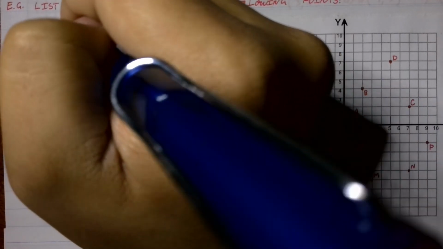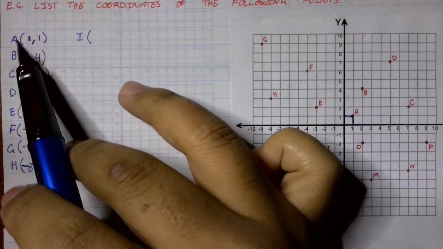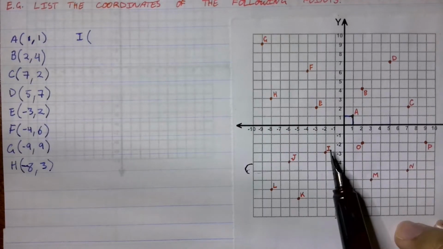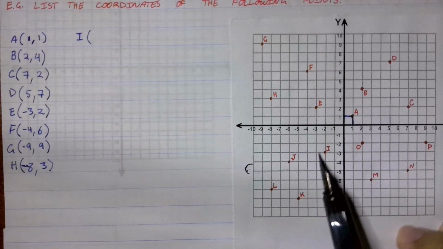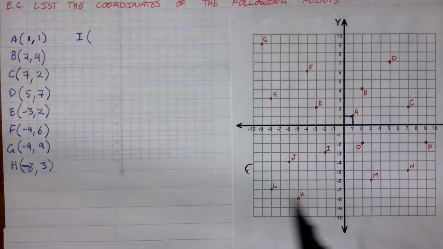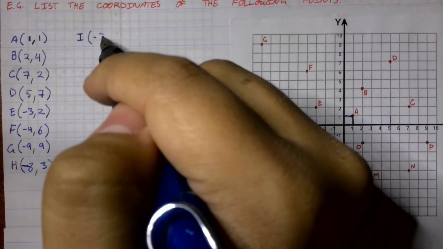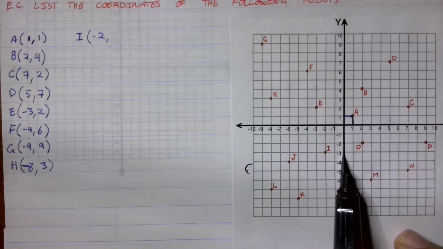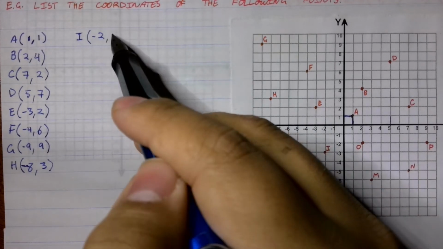Moving right along. Also notice that I'm making all the letters here capital. It's always good practice to do that. Letter I, here it is, has -2 for the x-axis, and its y-axis is this number here, which is -3.